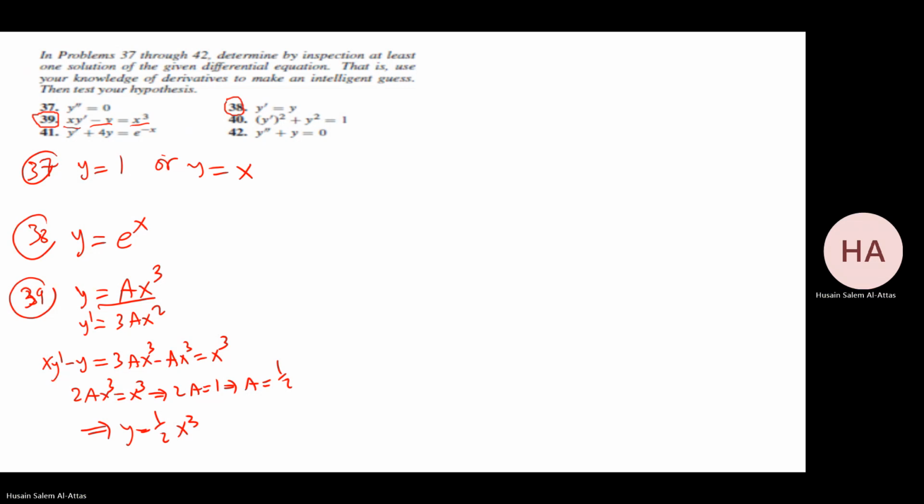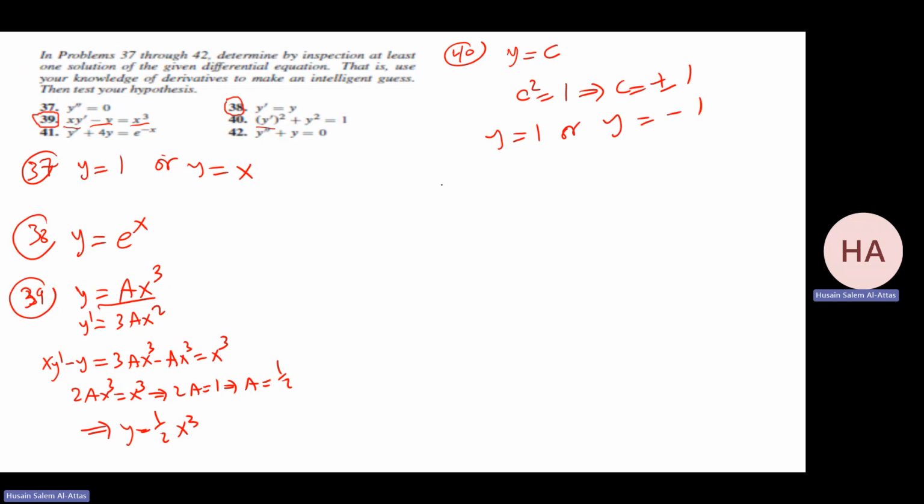40. 40, it's a little bit tricky. But the one I started with will be the constant function. Why? Because I know this is 0. So it's a constant c, equal to 1. C squared. So I have 0 plus c squared equal 1. So c equal plus or minus 1. So I have two solutions, y equal 1 or y equal minus 1.